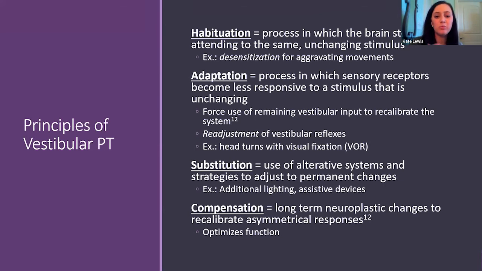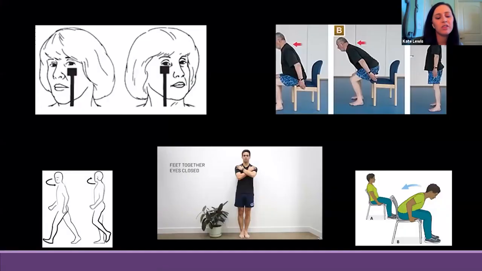What can we do to maximize, optimize function? So the top left picture, she's doing that VOR, vestibular ocular reflex exercise. She's keeping her eyes fixed on that black target and then turning her head side to side, trying to keep the object clear while she increases her speed.